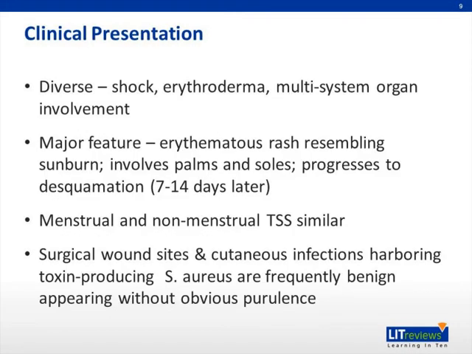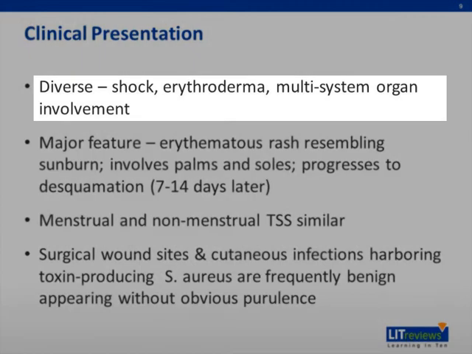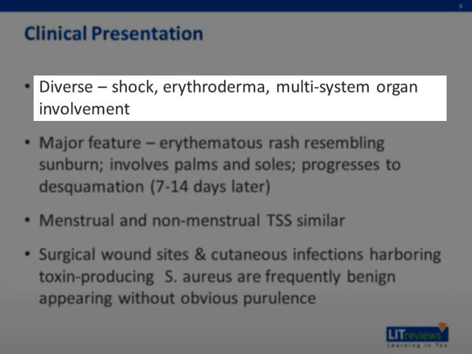So the clinical presentation of staphylococcal toxic shock syndrome is pretty diverse. It varies. You will see shock, and by shock I mean hypotension, evidence of end organ failure. You'll also see an erythroderma, which is a rash that I'll show you an example of on the following slides. And you'll see multi-system organ involvement.